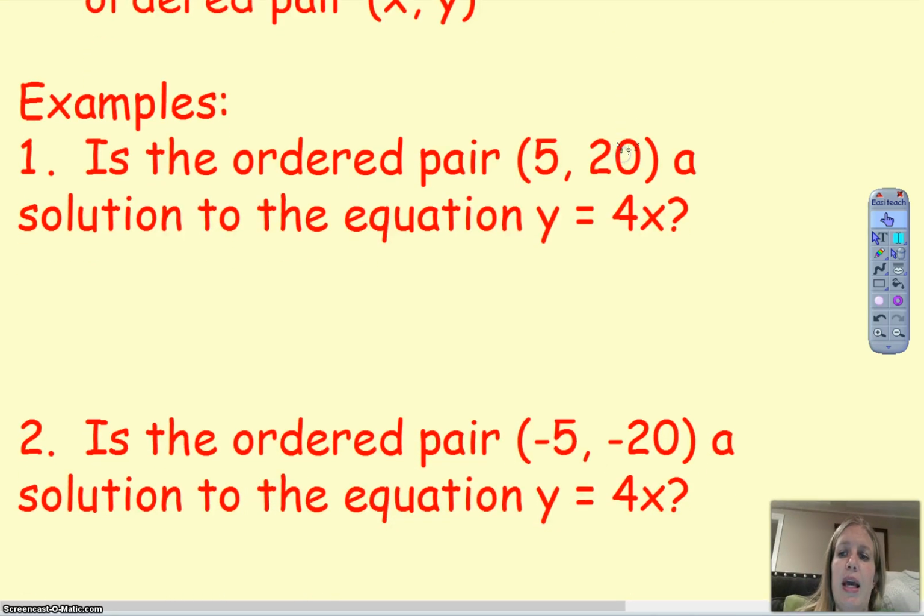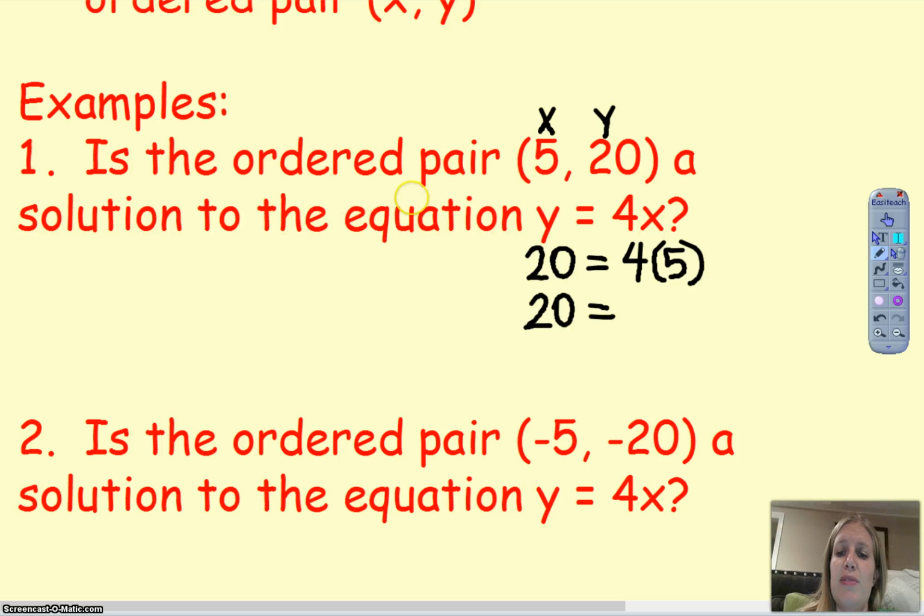Example 1. Is the ordered pair 5, 20 a solution to the equation y equals 4x? So what you're going to do, this is your x in an ordered pair and this is your y. And you're going to plug it in. So in for y, I'm going to plug in 20 equals 4 times x, which is 5. Like we did in the last section, you're going to evaluate until there's only one number on each side of the equal sign. This side is already 20. 4 times 5 is 20. And this is true. So, yes, this is a solution.